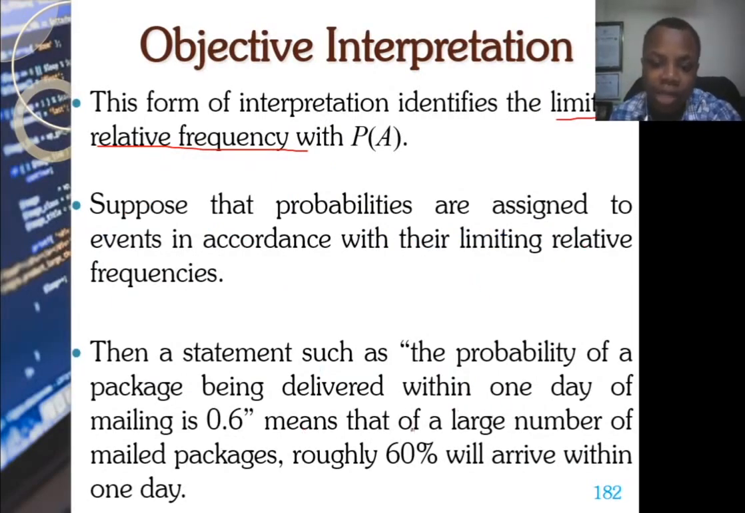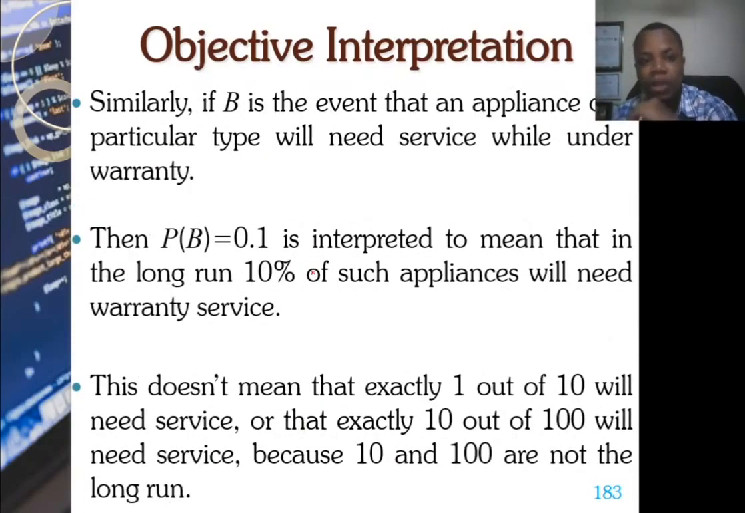And that is to say that roughly about 60% of packages being sent could arrive within the region within 1 day. So this is generally what the limiting frequency or limiting probability tries to do. That is the interpretation. So let's look at more things.